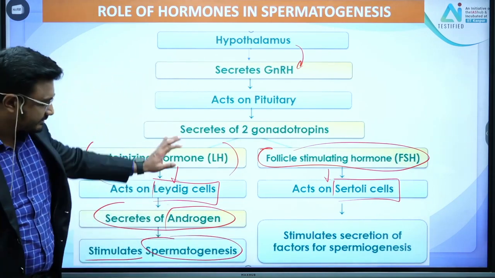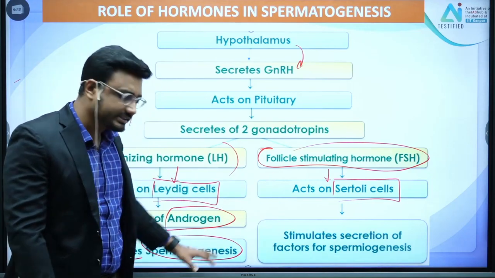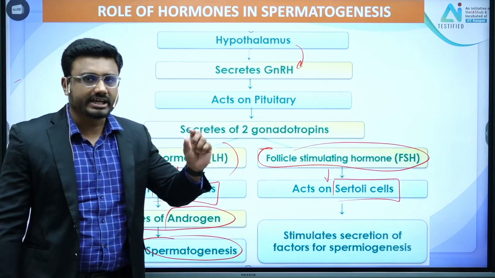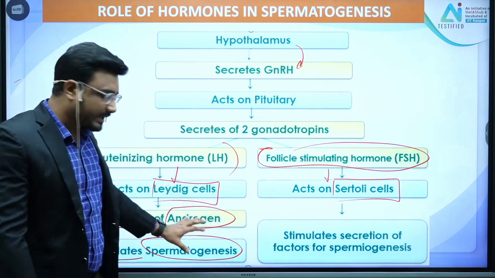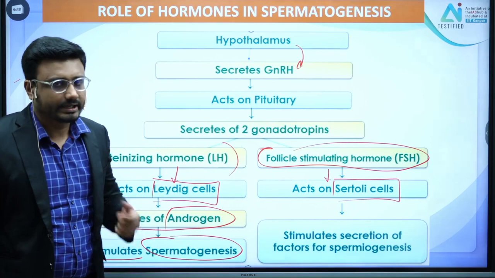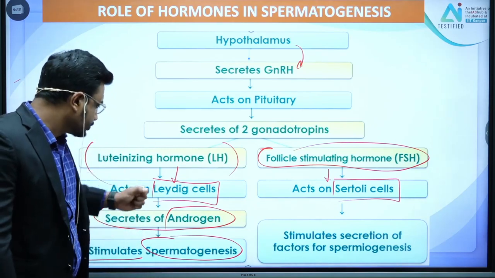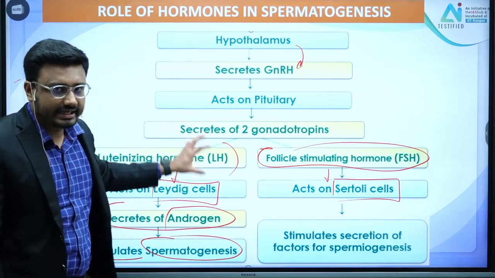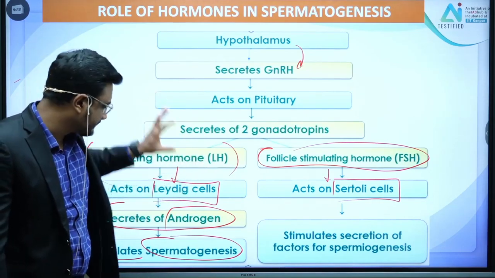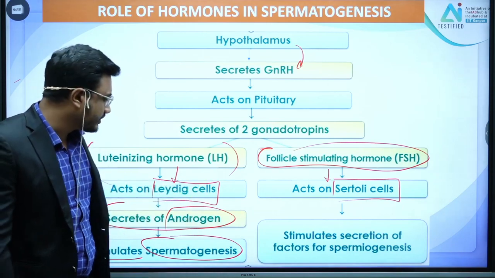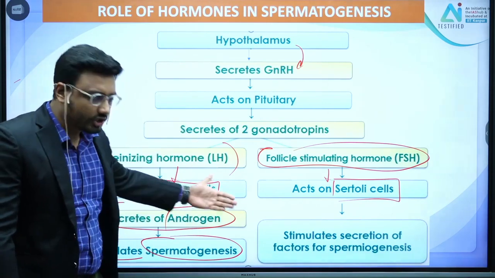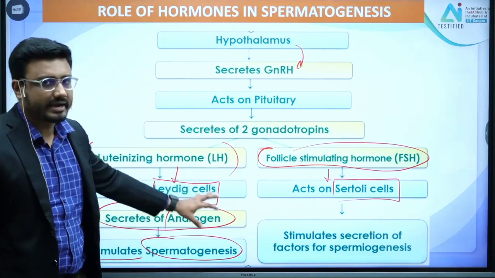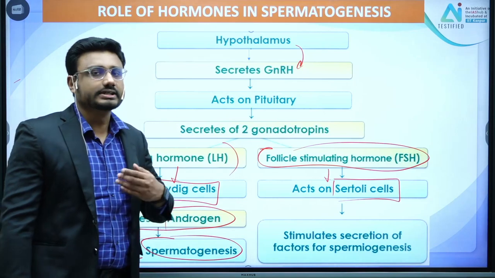We have learned that spermatogenesis is of two parts: in the first part, the spermatogonia becomes the spermatid, and then the spermatid becomes the sperm. So the luteinizing hormone acts upon the Leydig cells. The Leydig cells are responsible for the secretion of the male sex hormone, androgen, and this androgen stimulates the process of spermatogenesis, that is the formation of the sperms.